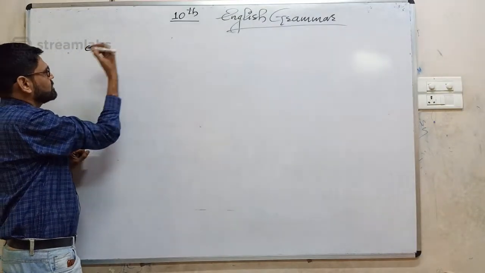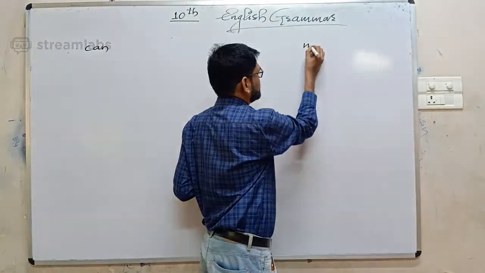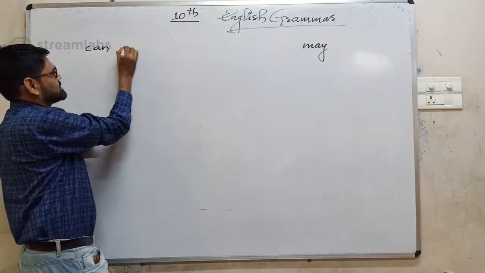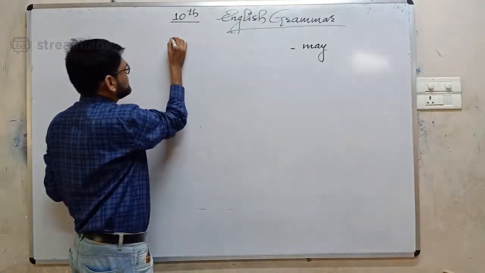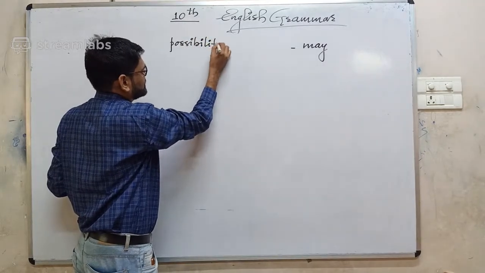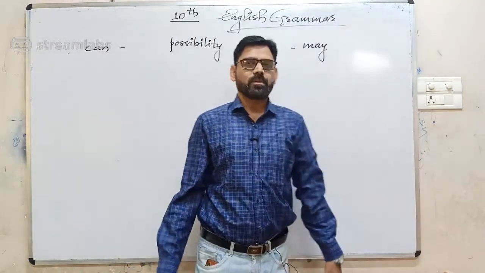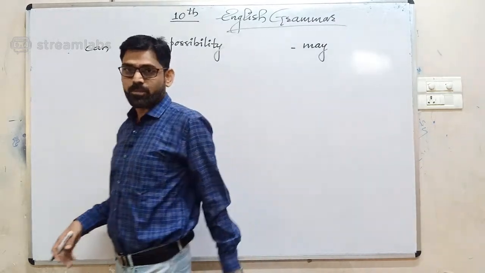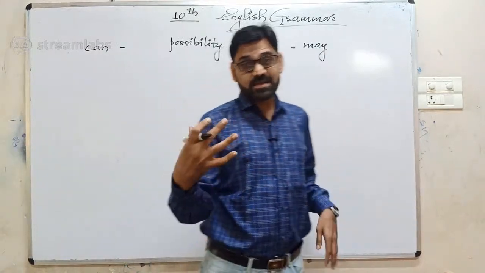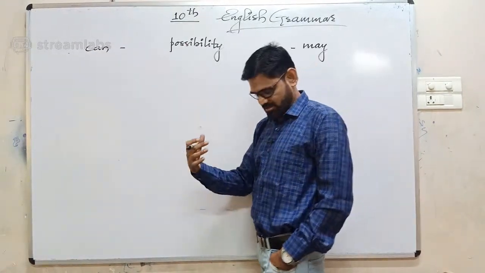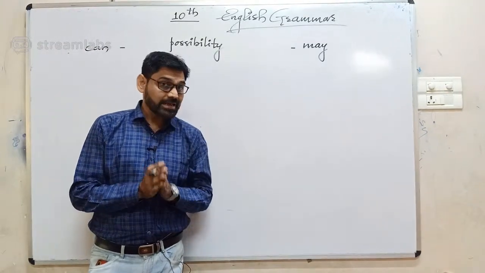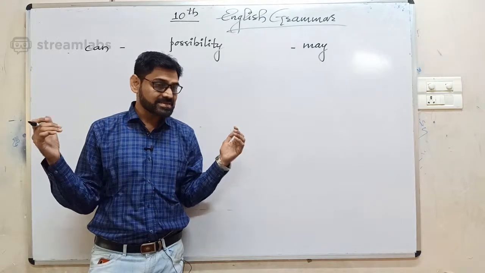Next one is can, may. Both again have similarities. Similarity in both of these is possibility. Possibility in mathematics is known as probability. There's a lesson I think you will know. Probability. Chances. Possibility. The word in Hindi is sakna.